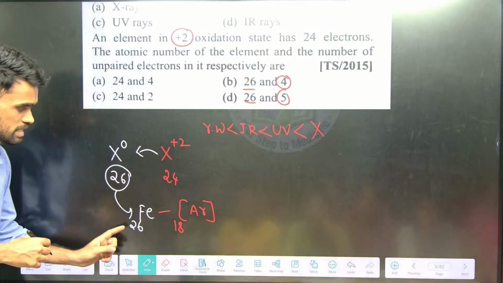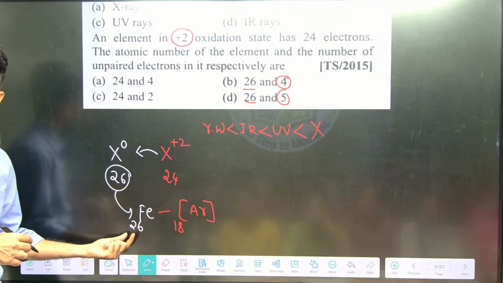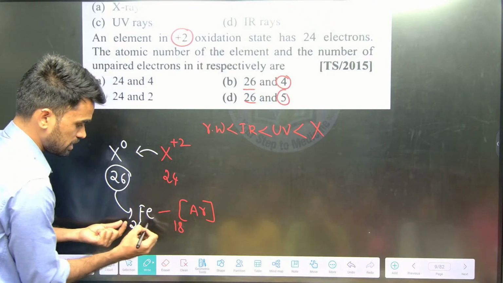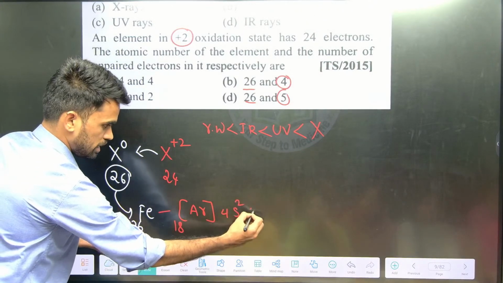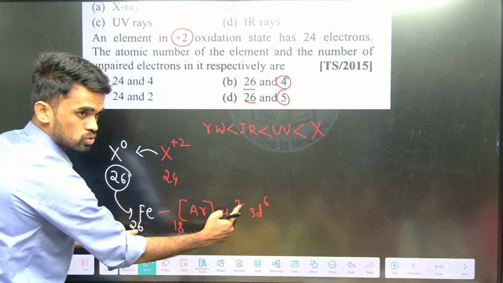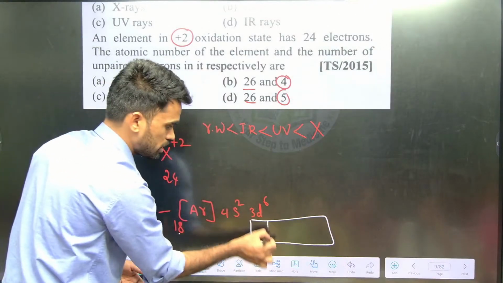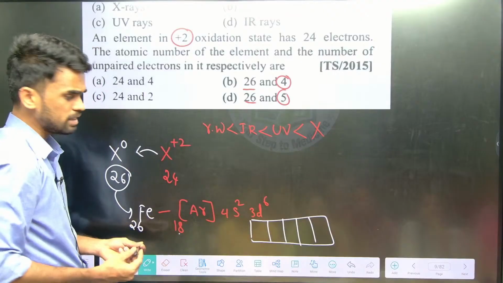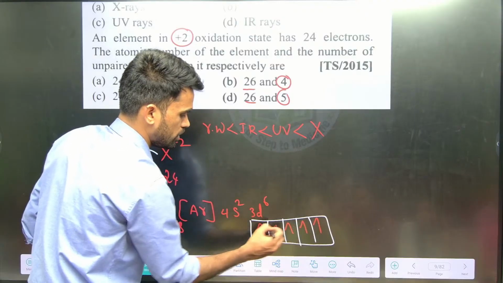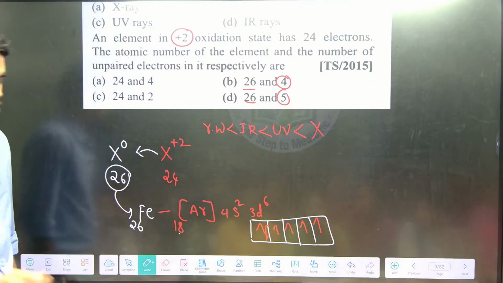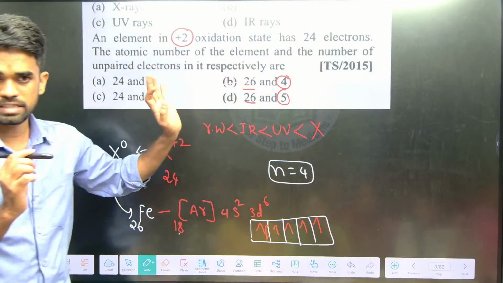Okay, so now 26 means I have written argon as 18. After argon, how many electrons do we need to write? See, 26 I have now, so 4s2, 3d6. 18 plus 2 is 20, 26 is over. So now the s orbital electrons are fully filled. Now what about d orbital electrons? Like this you write, 5 orbitals are there, d orbitals, 1, 2, 3, 4, 5, 6. Now how many unpaired electrons are there? So n is equal to 4. Okay, so what is our answer? B. That's it. How easy it is?